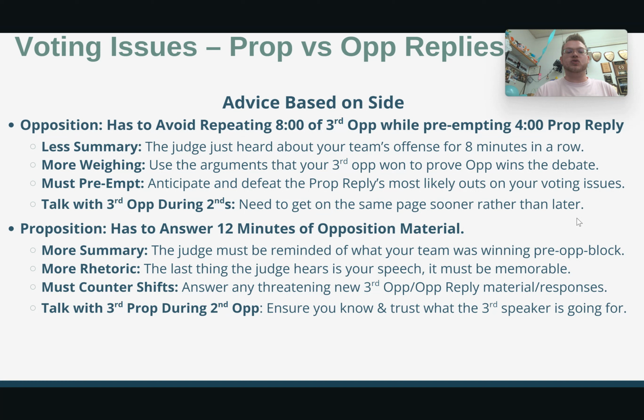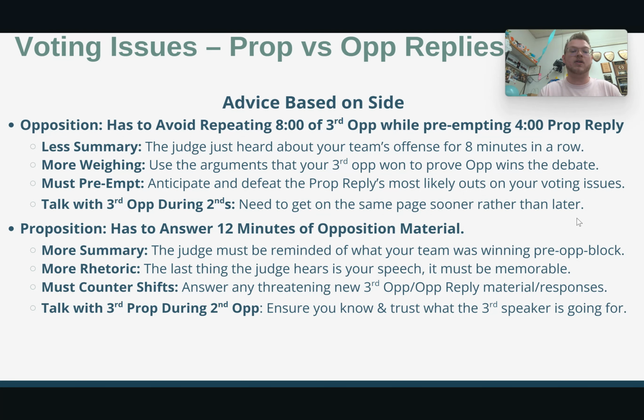So what should you do for your voting issues depending on whether you're giving the proposition reply versus the opposition reply? Well, the opposition reply comes first, and you have to avoid repeating 8 minutes of your partner's speech. But you don't get to talk to them after their speech, nor do you get any prep time immediately after their speech. You don't get to discuss with them during an opponent's speech to get ready for yours. As soon as they're done, you have to stand up, so they can't communicate with you at all unless it's before they start talking. You also have to preempt the 4-minute speech that is about to happen.